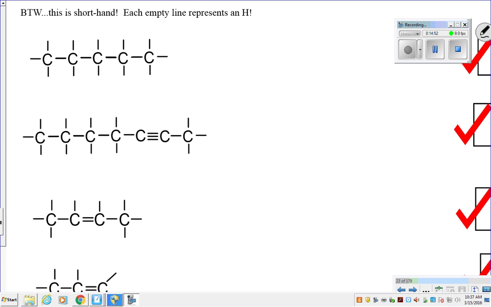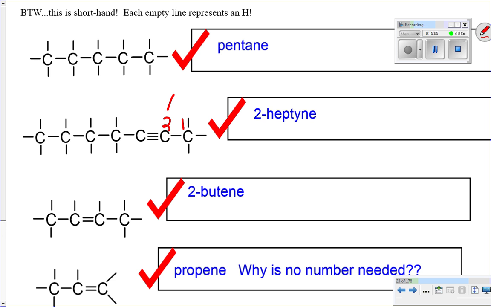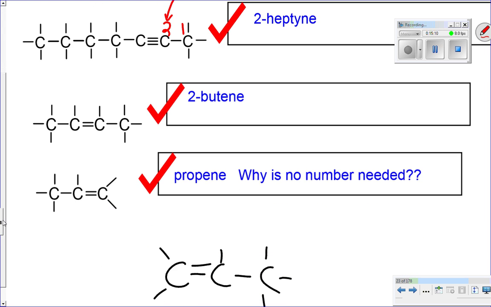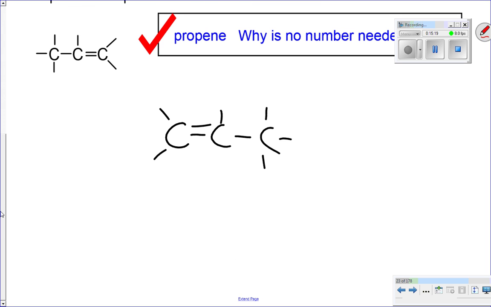Please pause the video and try these examples on your own. First molecule is pentane. Next we have 2-heptyne. It is important that you number from this direction in order to get the lowest possible number. 2-butene, doesn't matter which way you number from. Propene actually doesn't need a number because you're always starting that bond on carbon 1. 2 and 3 carbon molecules don't give you a lot of flexibility in where you can put a multiple bond, so we're allowed to leave numbers off. If you had put 1-propene though, that would be okay.